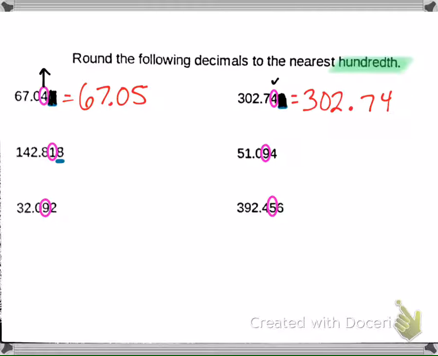And finally, we have these other ones here. The 8 is 5 or more, so we raise the score. And here's my answer. The 1 has to go up to a 2. And now we have a 4, so 4 or less, let it rest. So the 9 stays the same. And everything else goes away. So it's 51 and 9/100.